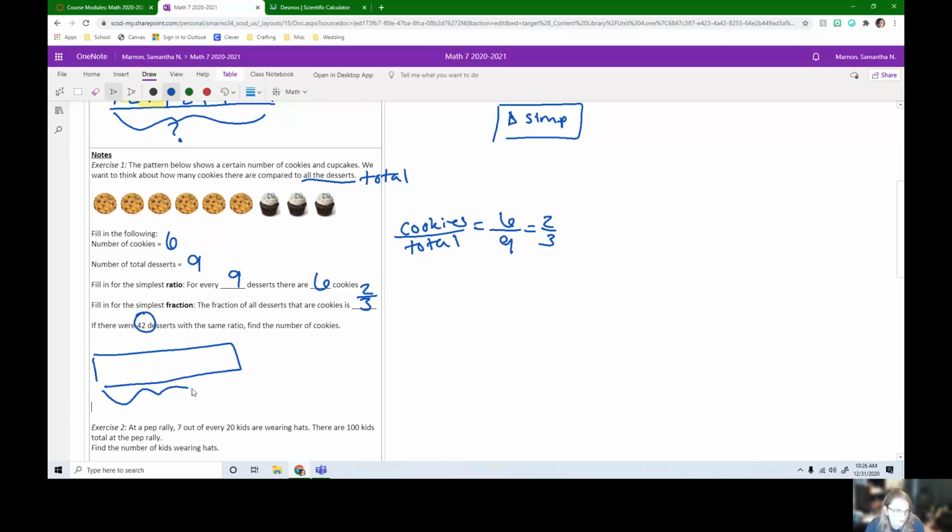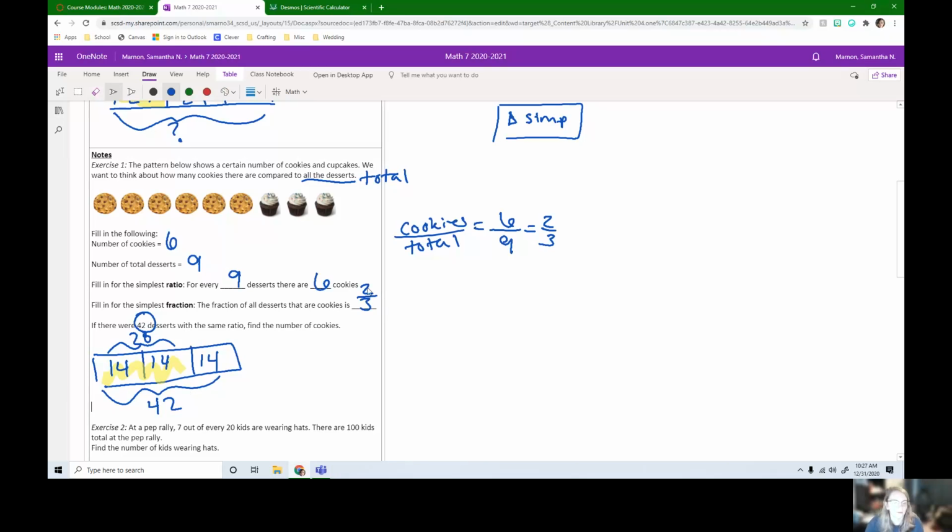There's 42 desserts. So that's our 42 total. We have thirds. So let's break it into 3. 2 of those thirds are cookies. So if you want, you can do 42 divided by 3. And I think we're going to get 14. So that means 14 in each box. And so for these 2 boxes that represent the cookies, we would get 28. So 28 would be cookies.